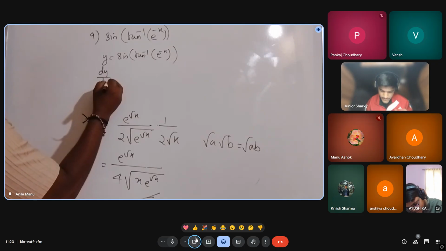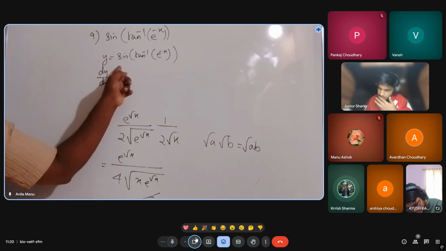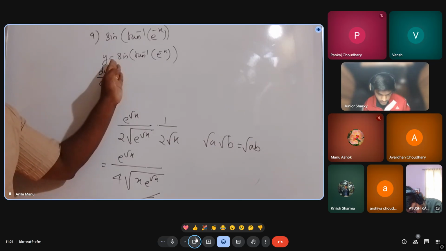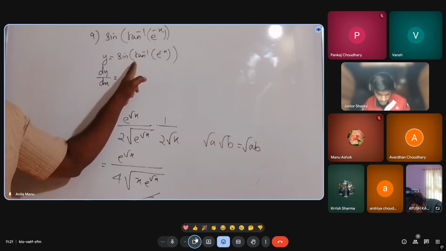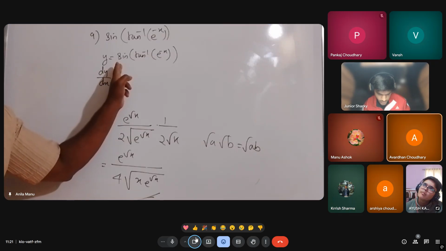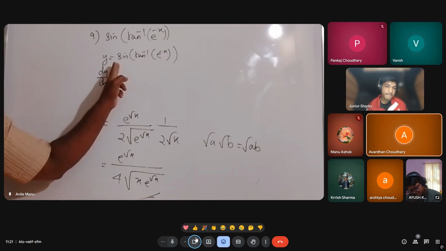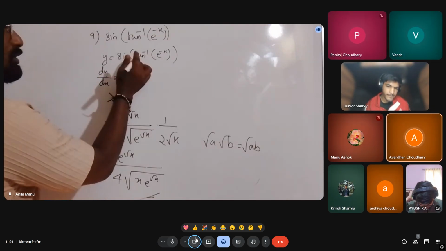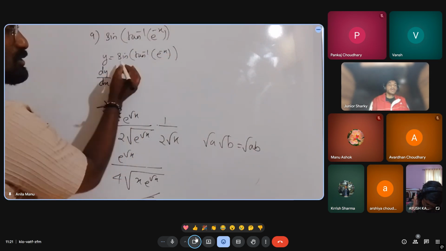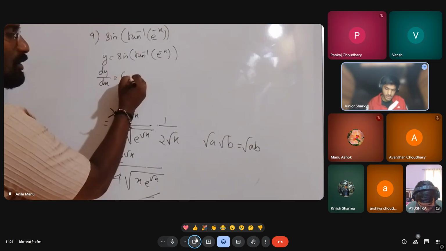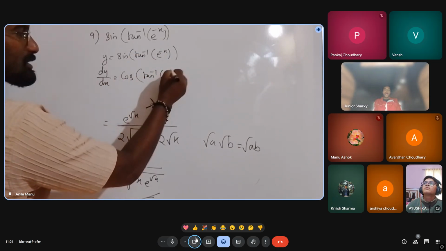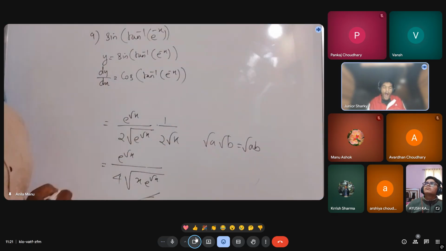So dy by dx is equal to, read it from the left side. When you read it from the left side, first what you can see is the sine function, right? What is the derivative of sine? Cos. What is left over? The remaining part you can consider as x. So the derivative of sin x is cos x, times tan inverse of e raised to minus x.